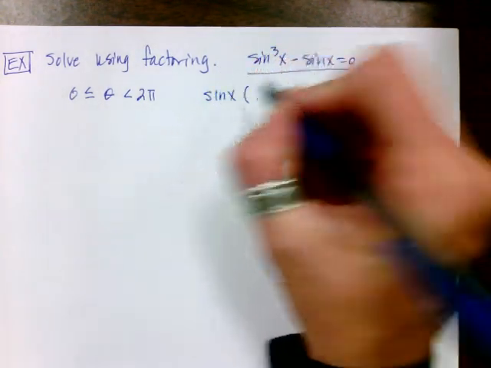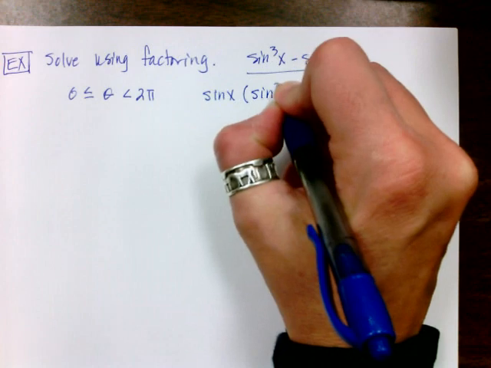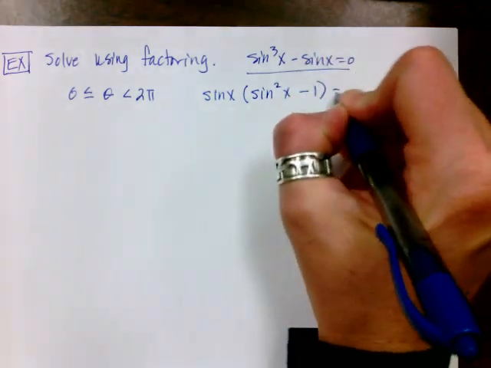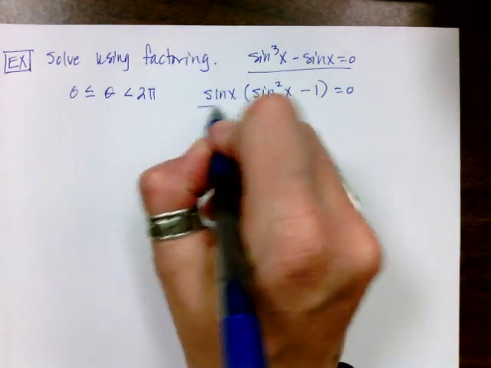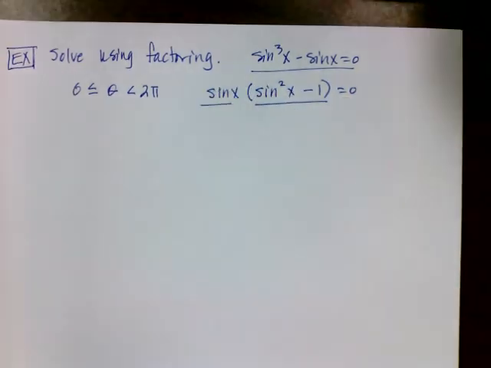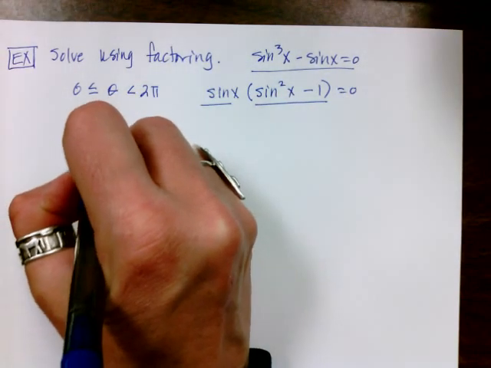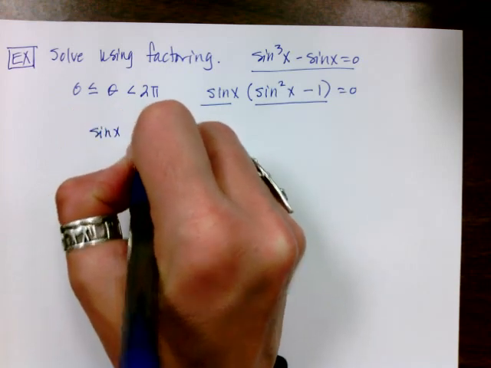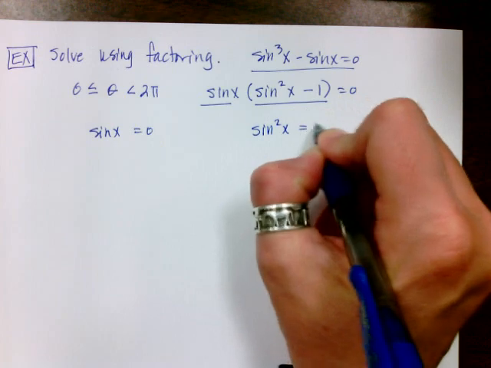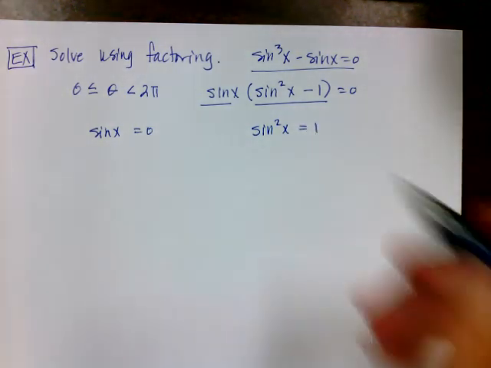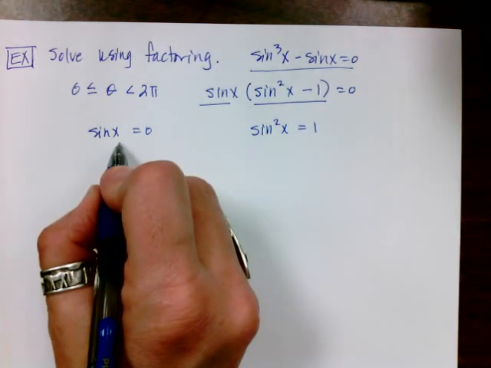So I'm going to pull out a sine, and I'm going to be left with sine squared x minus 1 is 0. So remember, the purpose of factoring is to create two baby equations that I can then solve. So here are my two baby equations. I have the sine of x is equal to 0, and I have sine squared x is equal to 1. Okay? All right, so this one's done.